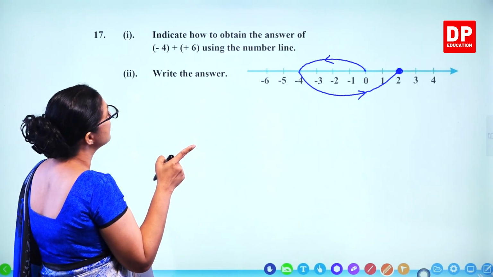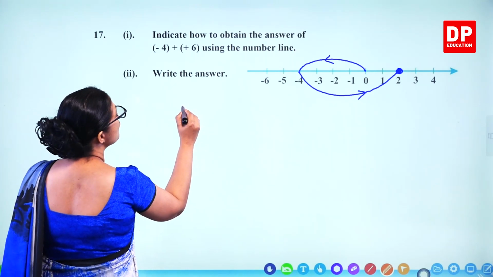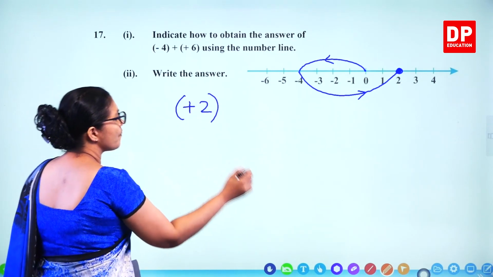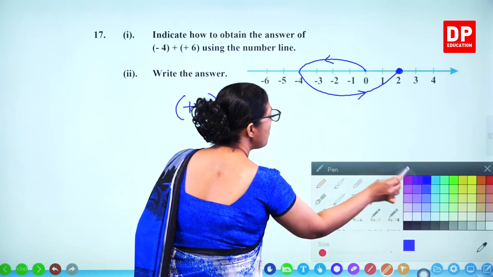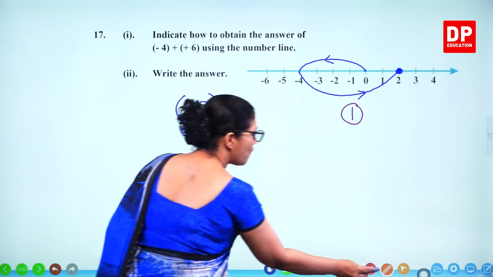So show that here, and what's the answer? +2. You get 2 marks, 1 mark for showing on the number line and 1 mark for the final answer.